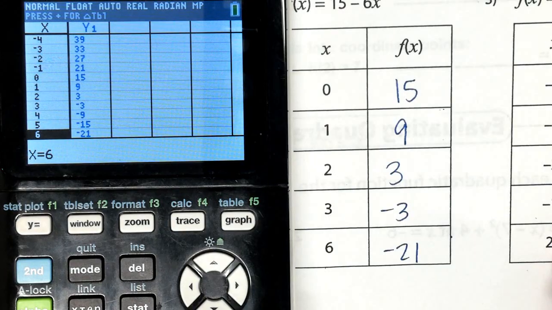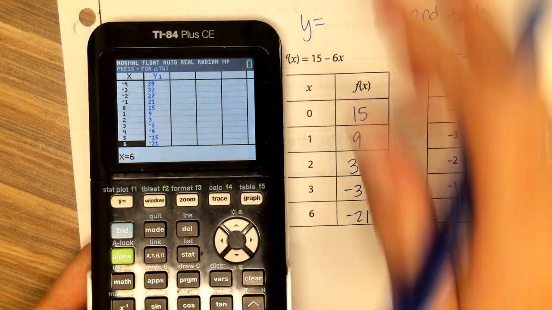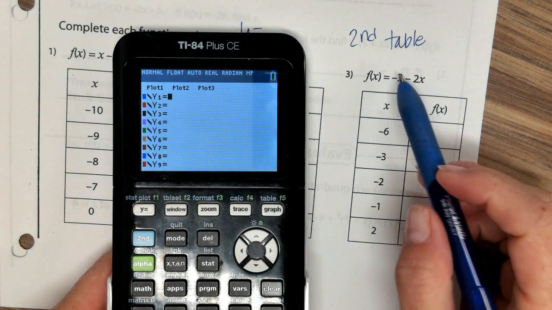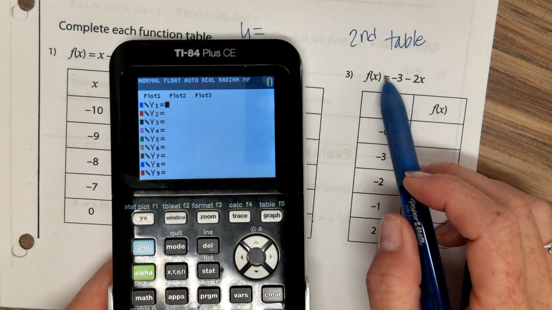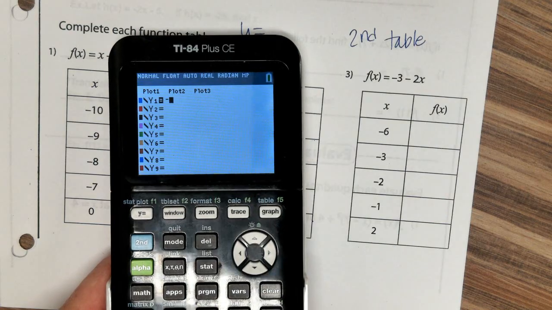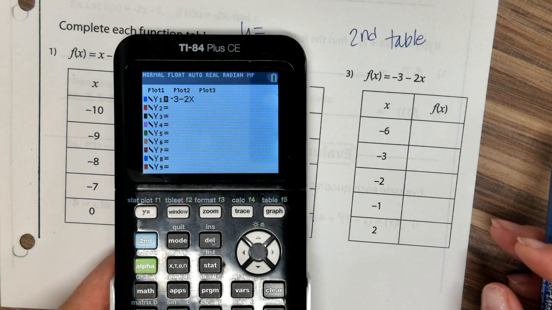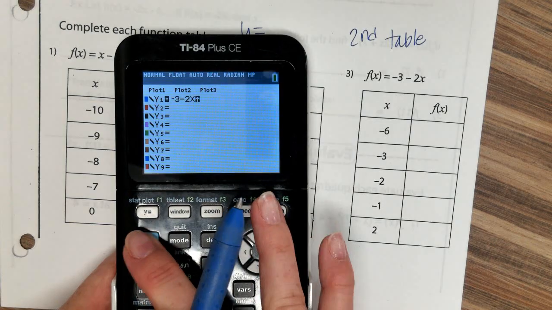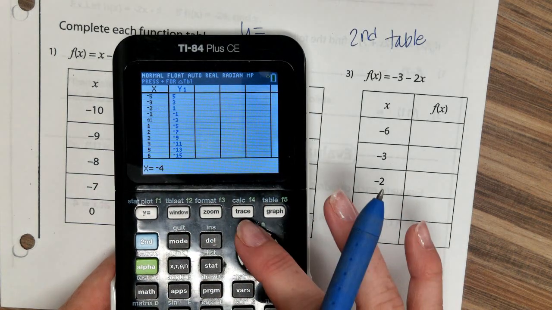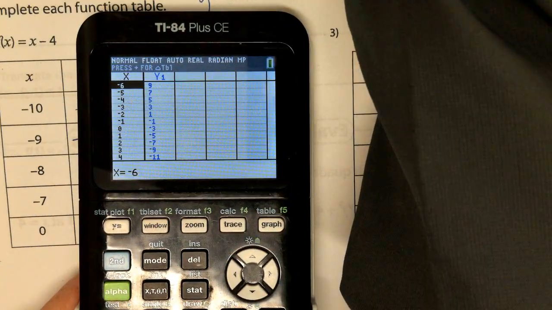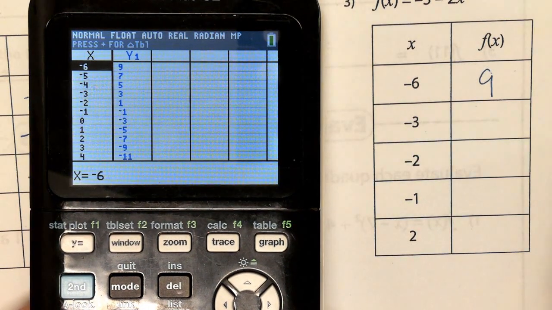Super easy, yes? Okay, go to the third one. Where am I going to go? Y equals. I'm going to type in the function. How would I type this in? Negative 3 minus 2x. And then go to second table. I'm looking for when x is negative 6, so you have to scroll till you find it. Y is 9. Go ahead and fill that table out.